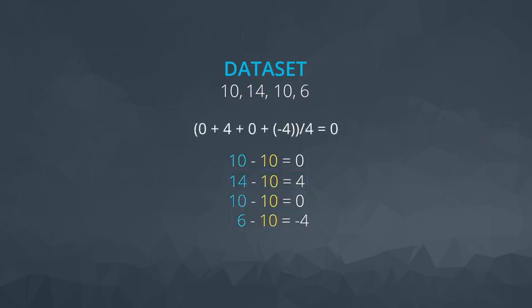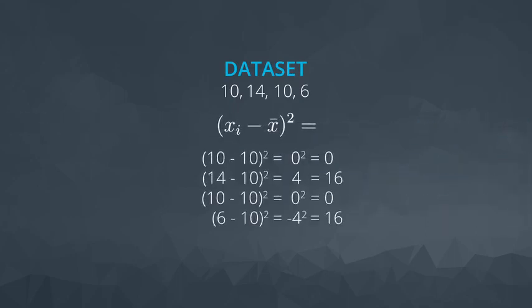Then, if we were to average these distances, the positive would cancel with the negative value, and the value of 0 isn't a great measure of the spread here. 0 would suggest that all the values are the same, or that there's no spread. So instead, we need to make all of these values positive. The way we do this when calculating the standard deviation is by squaring them all. If we do that here, our negative and positive 4 values will become 16s.